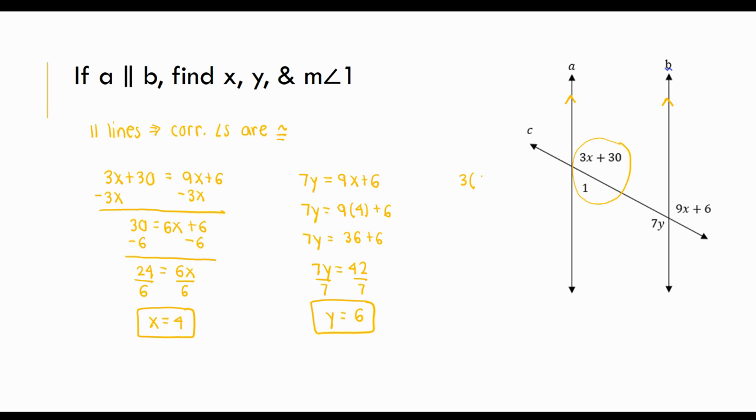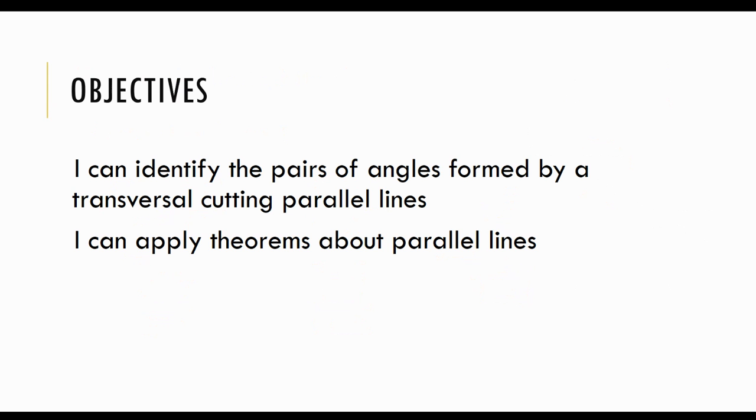I'm going to take 3 times 4 plus 30. And so that tells me that 12 plus 30, I have a 42-degree angle there. And so the measure of angle 1 is us taking 42 away from 180. So 180 minus 42 tells us that the measure of angle 1 is a 138-degree angle. So that's us identifying pairs of angles formed by a transversal cutting parallel lines and then applying theorems about parallel lines.